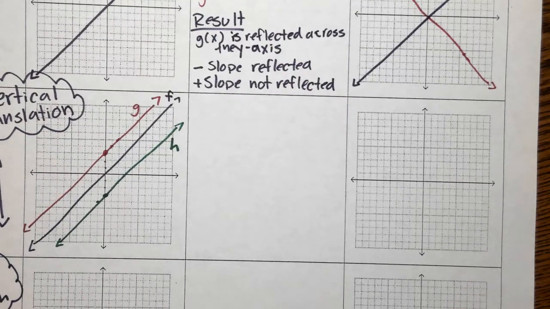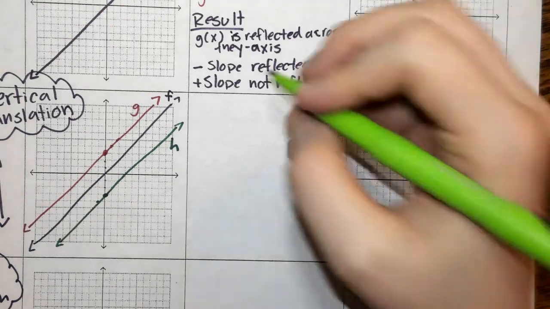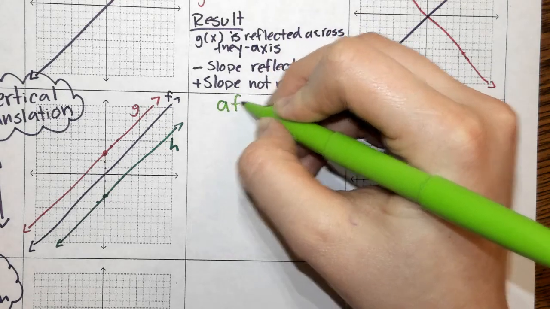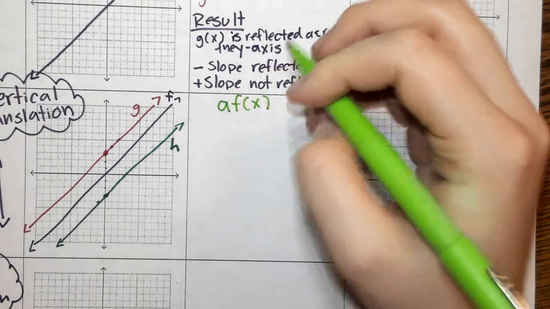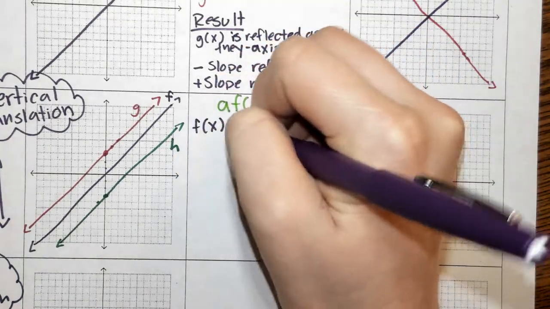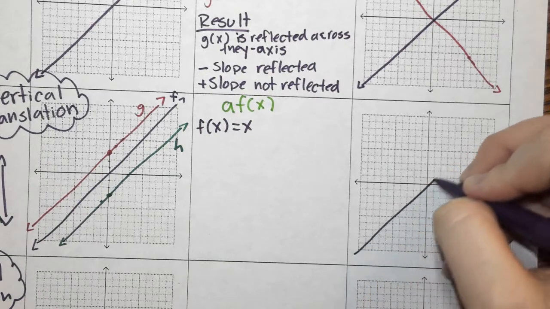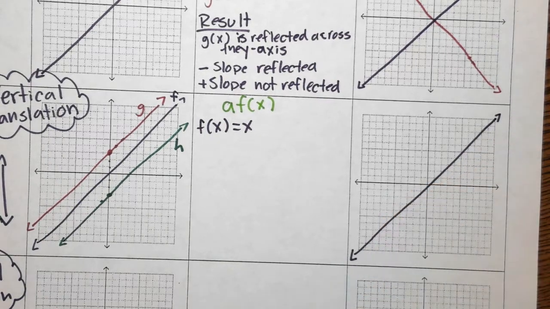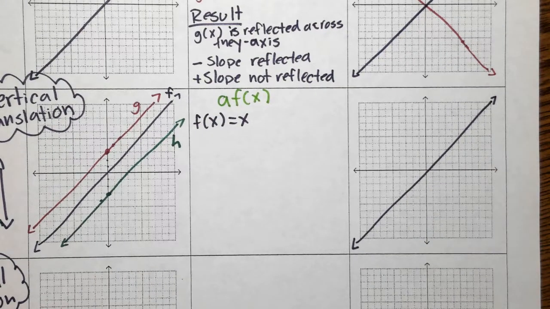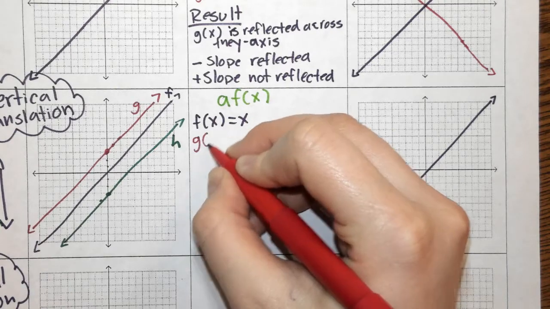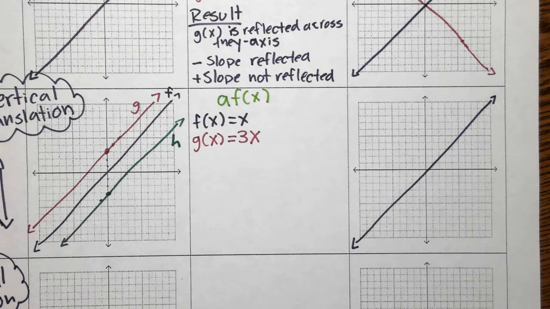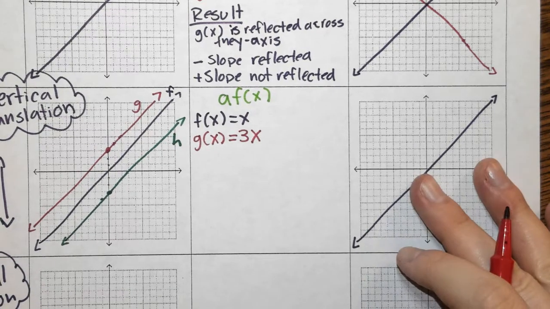Okay, this next one is our last type of parameter change that we're going to see. A of f of x. All that means is changing the slope. So we have our parent function, f of x is equal to x. And then we've got our next equation. We're going to call it g of x is equal to 3x. We're going to look at how this will affect it.